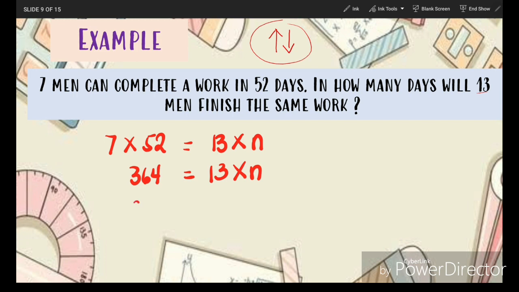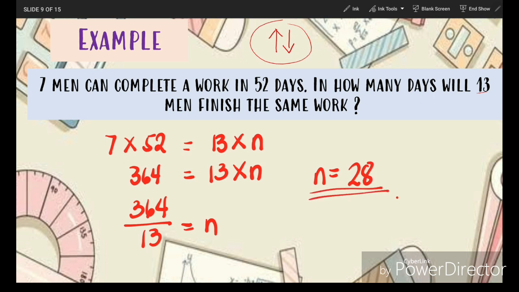Okay, paano natin susolve si n? We're going to divide 364 by 13. So, 364 divided by 13, our answer is 28. So, ibig sabihin, kapag may 13 na men na gumawa, they will finish the same work in 28 days.